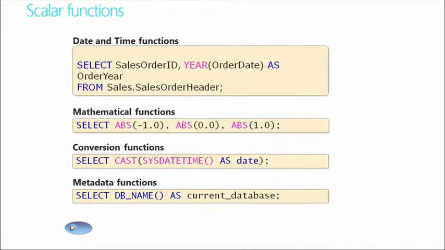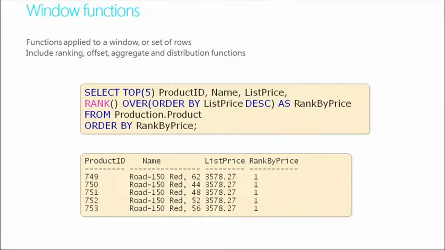Here's an example of a date time function where we're doing a select from sales order and grabbing the year from that particular date. A mathematical function, looking for the absolute value. We're doing a cast, which we've already seen. A metadata function where we're selecting DB_NAME as current database. If you're programming and you want to retrieve the current database you're in, you can use SELECT DB_NAME(), and it will return that current database. It's a good way to determine where you are to make sure you're executing the commands you want in the appropriate database.